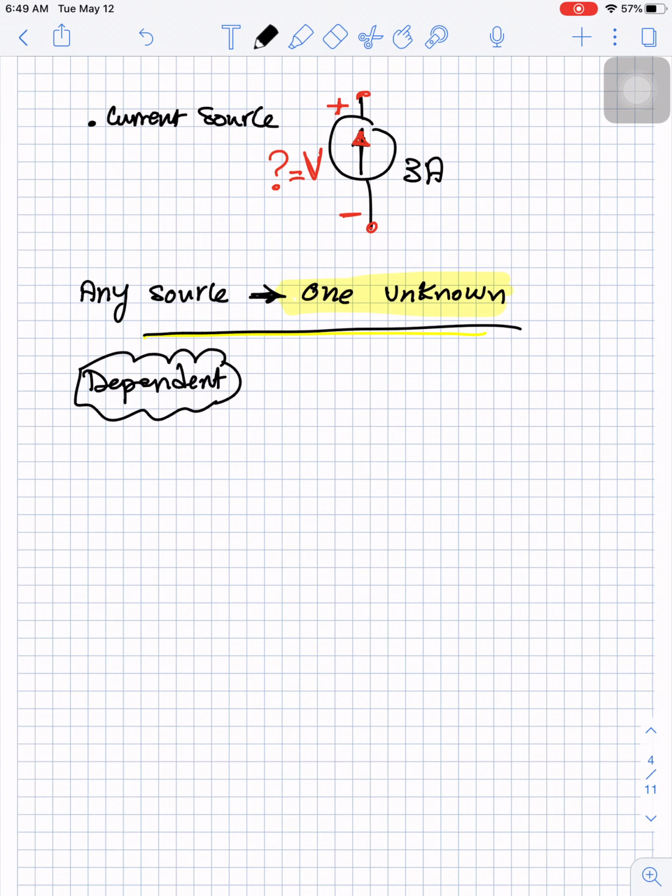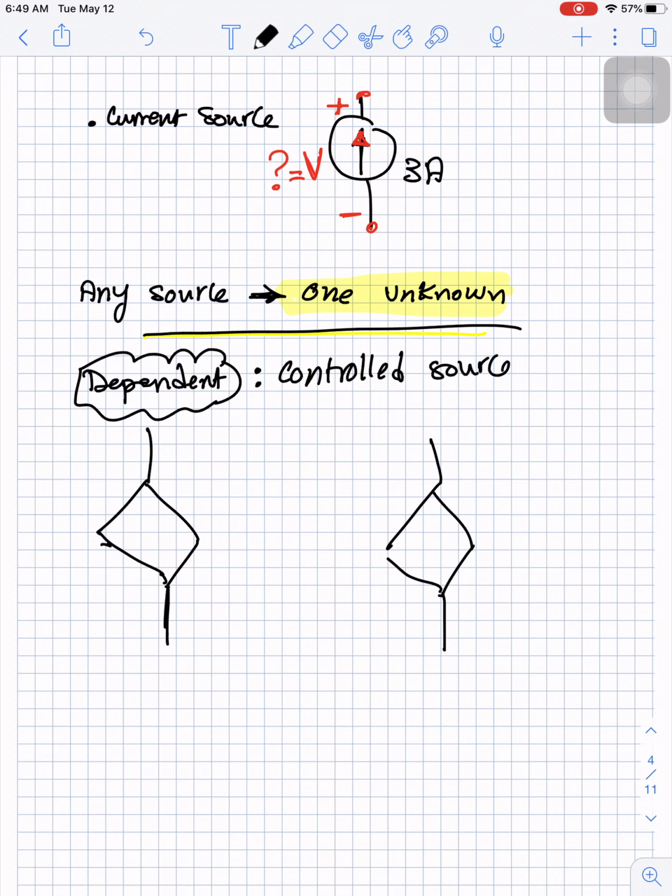And dependent sources has this symbol. When you see this symbol, it means it is a dependent or controlled source. So this is a dependent, or sometimes we call it controlled, source. When you see this symbol in the circuit, this means this element is controlled, or dependent. And dependent elements means it depends on something in the circuit. And again, the dependent source can be a voltage source or a current source.